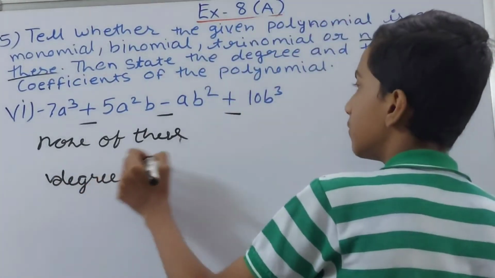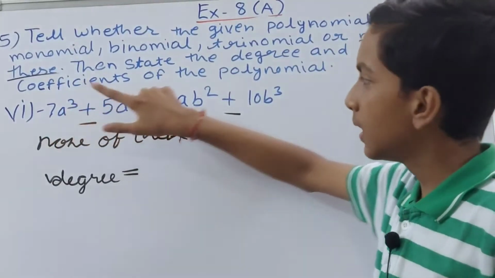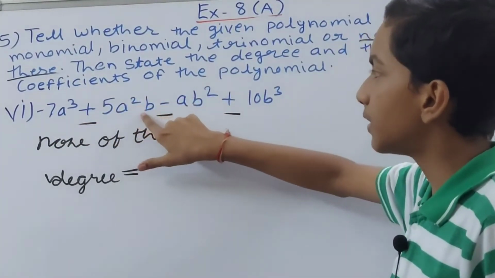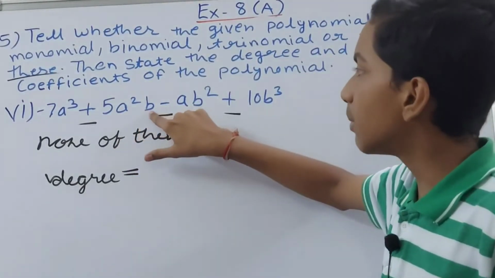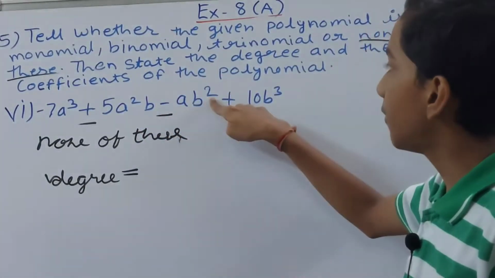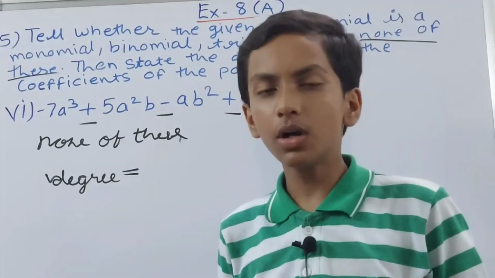So first of all the degree will be this. Here we have the degree as 3, here we have 2, here also we have it 3. See, a square and this b. So don't forget about this b. 2 plus 1, 3. So 3 here. Here we have 2 and here we have 3. So in total, basically, what is the degree?